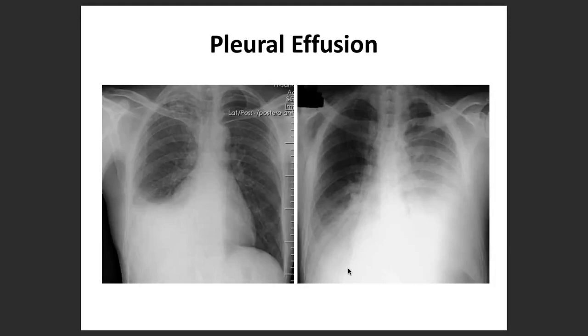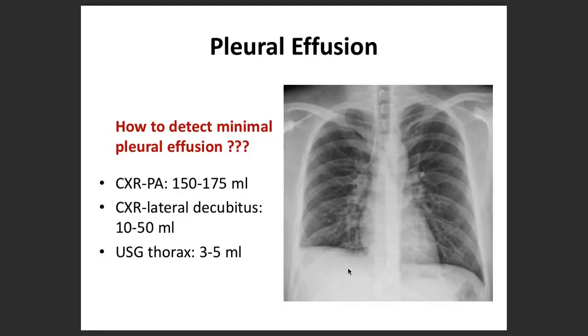Even with the X-ray, if you are able to determine the pleural effusion only in a chest X-ray lateral decubitus, it is going to be 10 to 50 ml. However, if you are able to determine it in a chest X-ray PA view, it is going to be almost 150 to 175 ml. Otherwise, with ultrasound of the thorax region, even if it is as little as 3 to 5 ml, you will be able to determine it.